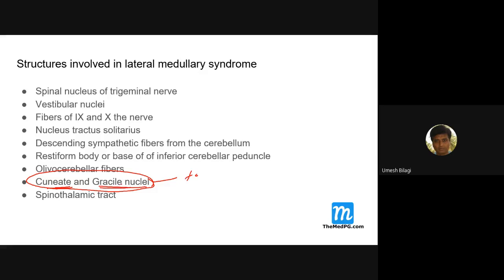But how do you check kinesthesia? Toe movement, you do it. This is a toe. Move it up and down. Ask the patient to close the eyes. Ask whether it's up or down. Kinesthesia. Those things will be lost ipsilaterally, on the side of the lesion. Whereas this one is there. See, what is this?